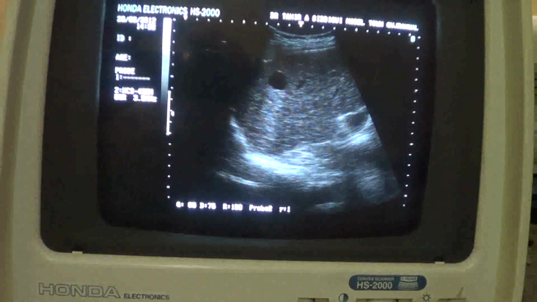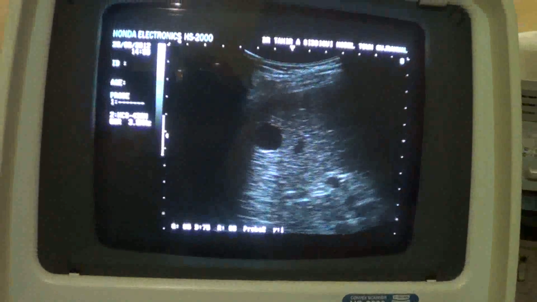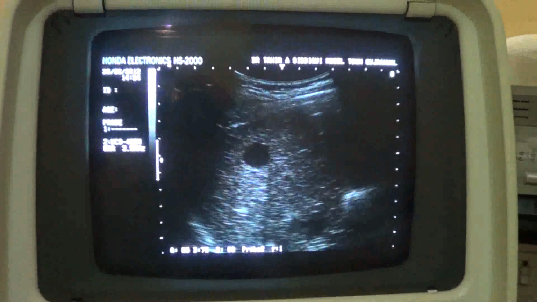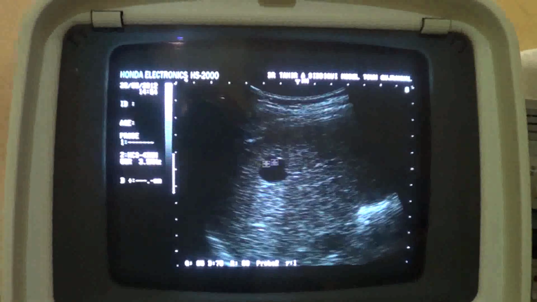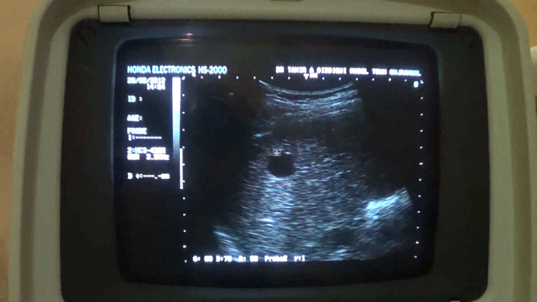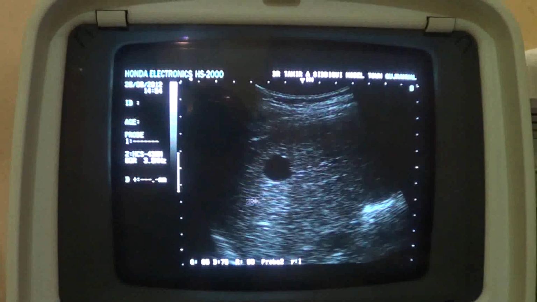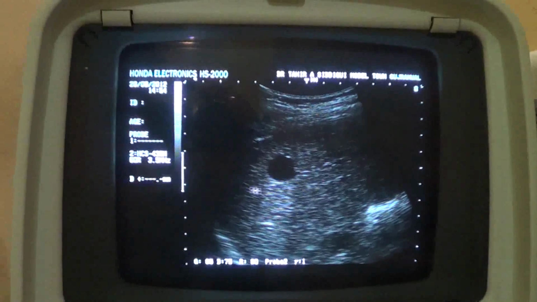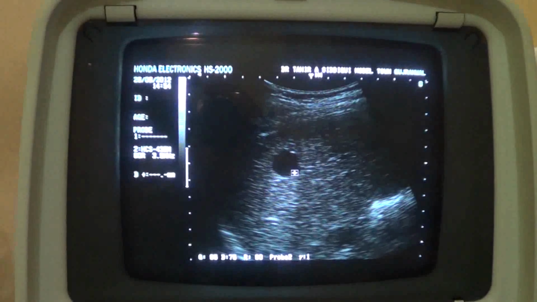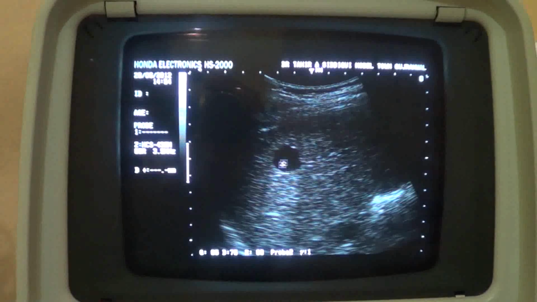Now here we see a cyst. This is a cyst in the cirrhotic liver, this is the cystic area. Why is it cystic? It is cystic because you can see that there is posterior wall acoustic enhancement. This area of brightness behind the posterior wall of the cyst is called the acoustic enhancement.